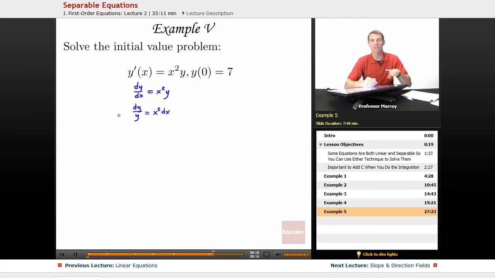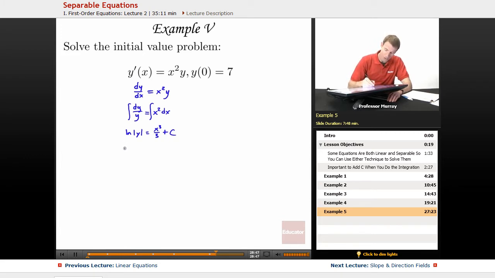And now I have successfully separated the y's on the left and the x's on the right, so I can integrate both sides. And so the integral of dy over y is natural log of absolute value of y. Integral of x squared is x cubed over 3. Now, I just did my integration, so I've got to add on a constant right now. That's very important that you add on that constant right when you do the integration, not earlier, and definitely not later at the end.